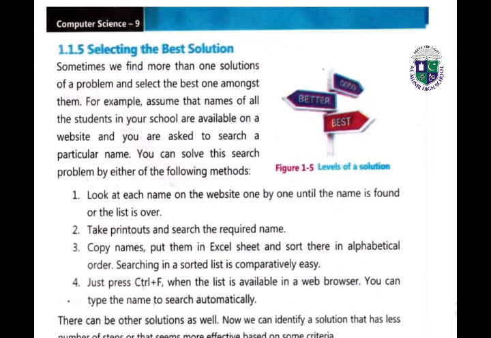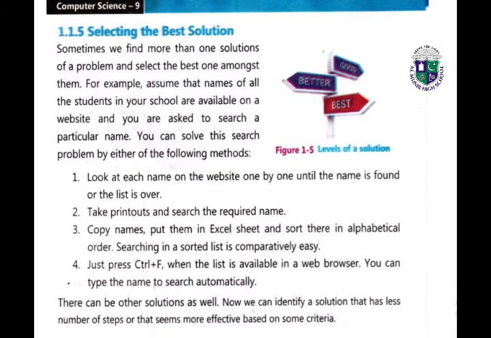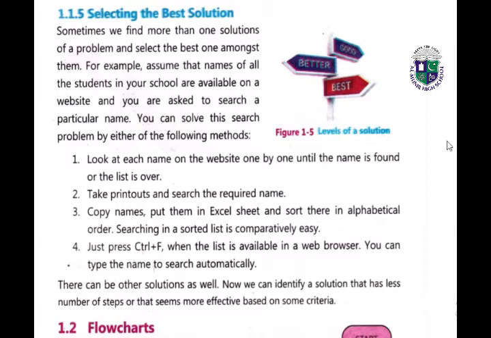After defining, understanding, analyzing, then we have the selecting the best solution. So here our last procedure or step to find the solution of any problem, we have to select the best solution. Sometimes we find more than one solutions of a problem and select the best amongst them. कई दफ़ा हमें किसी भी प्रॉब्लम की एक से ज़्यादा सॉल्यूशंस मिल जाते हैं और उसमें से बेस्ट सॉल्यूशन को फाइंड आउट करना is the last step of our problem solving.